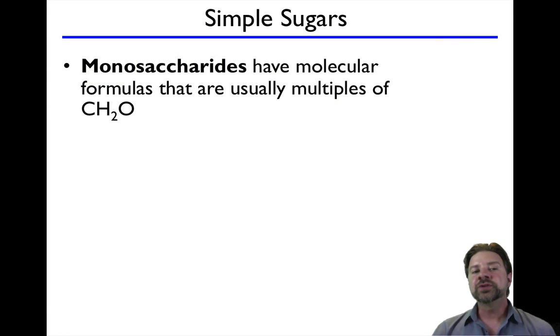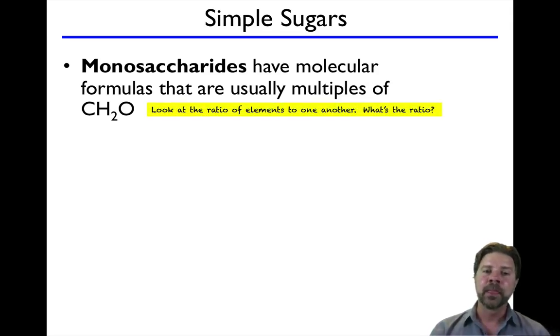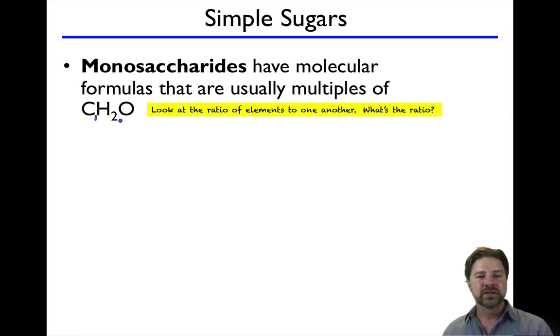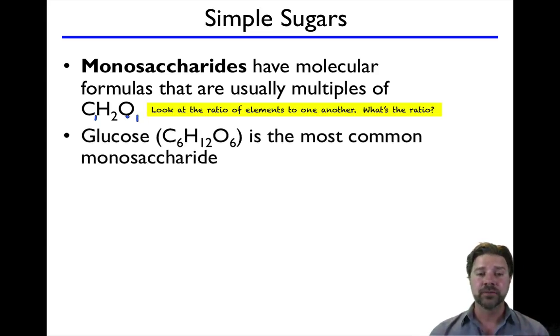So then simple sugars, which are also known as monosaccharides, are going to have molecular formulas that are usually some multiple of the formula you see here. Look at the ratio of elements to one another. What's the ratio? If you go back to your chemistry mind for a second and look at this formula, how many carbons are here? Well, the answer is 1 because we don't see a subscript. So it's 1 to 2 hydrogens to 1. So monosaccharides have a 1 to 2 to 1 ratio.